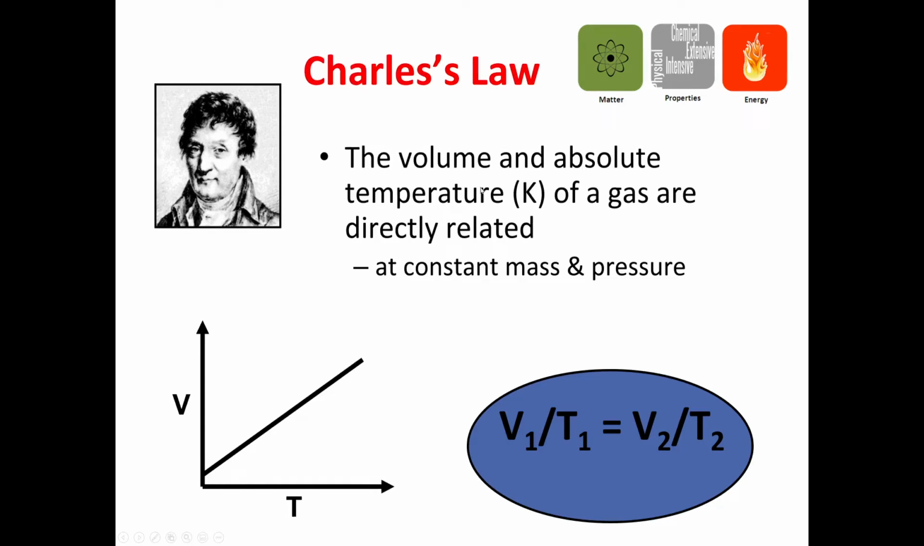Volume and absolute temperature of a gas are directly related. And a direct relationship shows us this kind of graph. As one goes up, the other one goes up, and it's a straight line. I also don't like the way the formula looks here, so I'll just rewrite it. V1 over T1 equals V2 over T2.